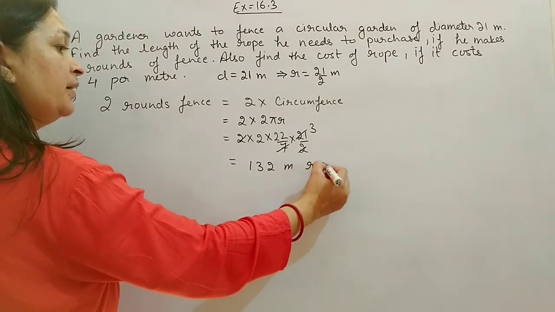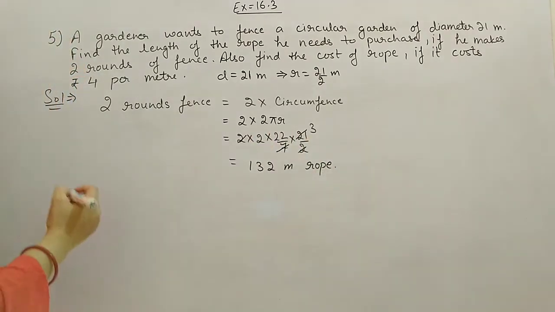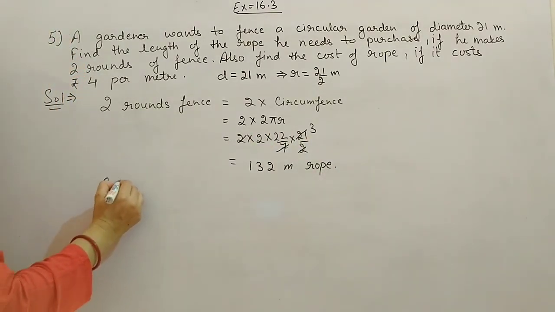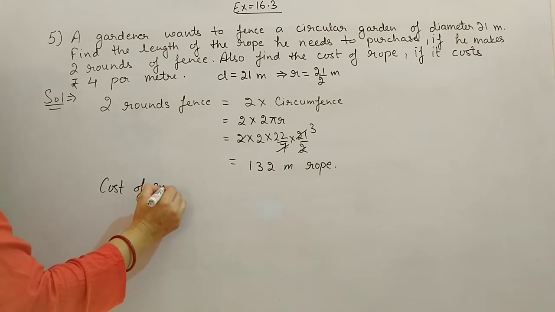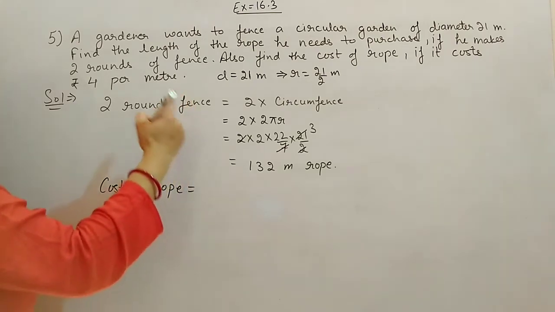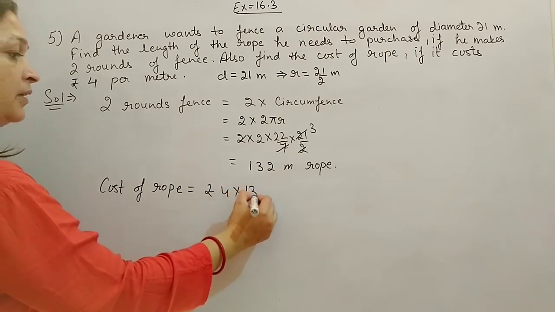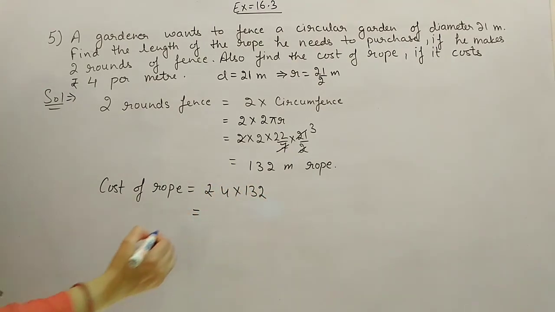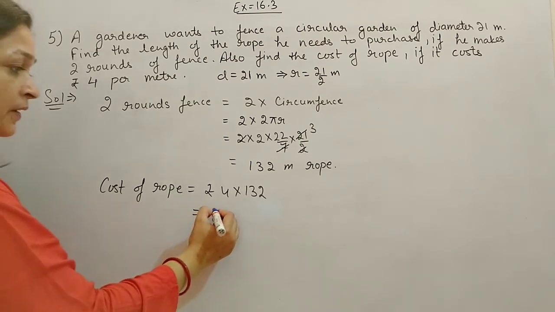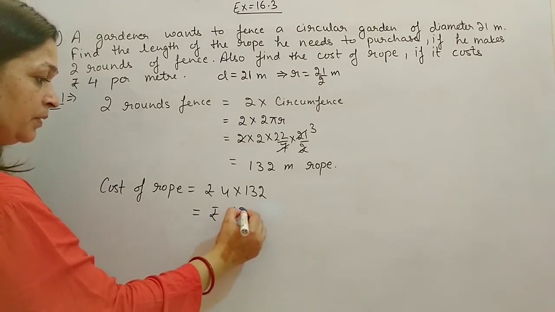Now we have to find out the cost for this. So cost of rope will be, for 1 meter cost is rupees 4. So we have to find out for 132 meter. So 4 into 132, 528 rupees.